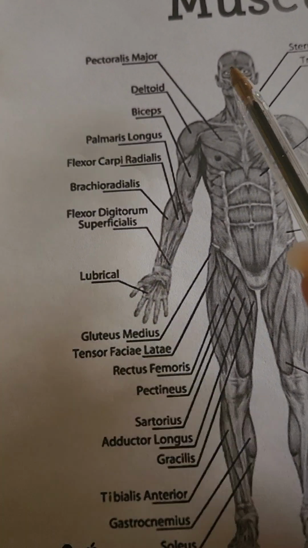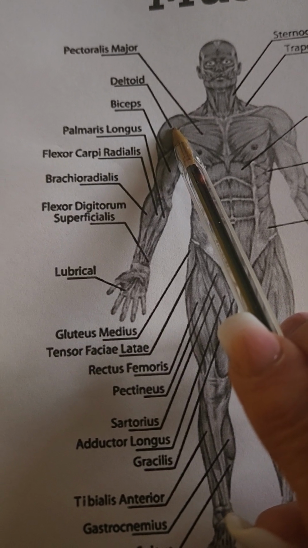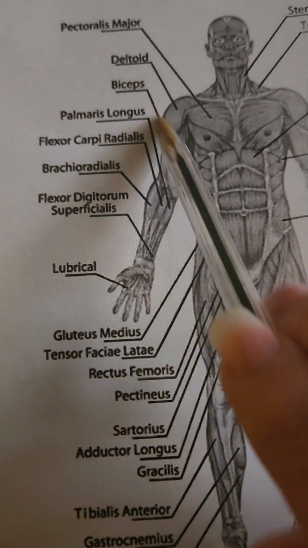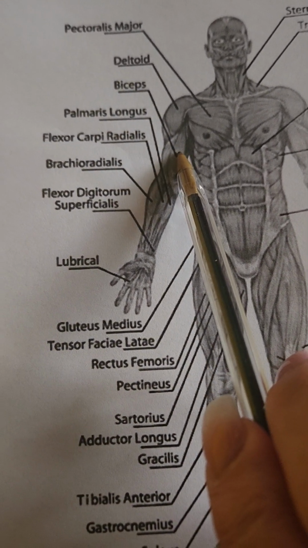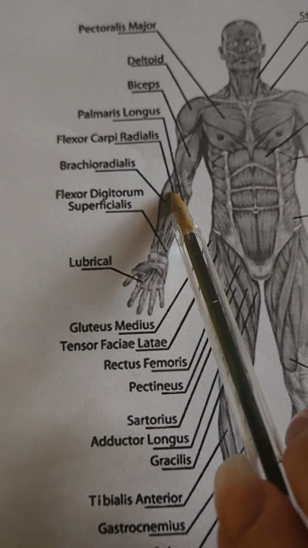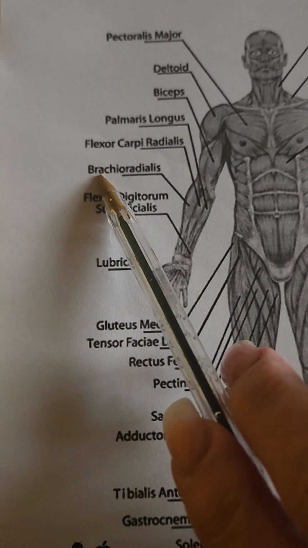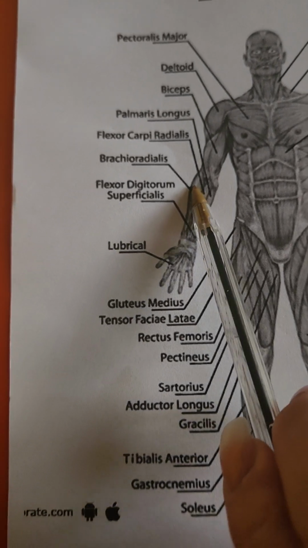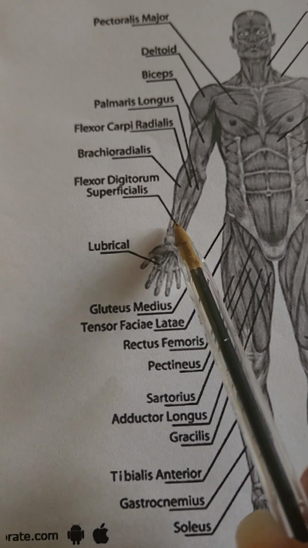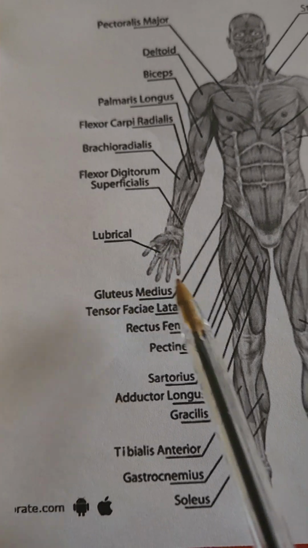Serratus anterior. Your deltoid, it's an upper arm. That's where some people use for giving shots. Your deltoid. Your bicep, there's your bicep there. Palmaris longus. Flexor carpi radialis is here. Brachioradialis is there. Flexor digitorum profundus. Here's your fingers. Lumbrical.